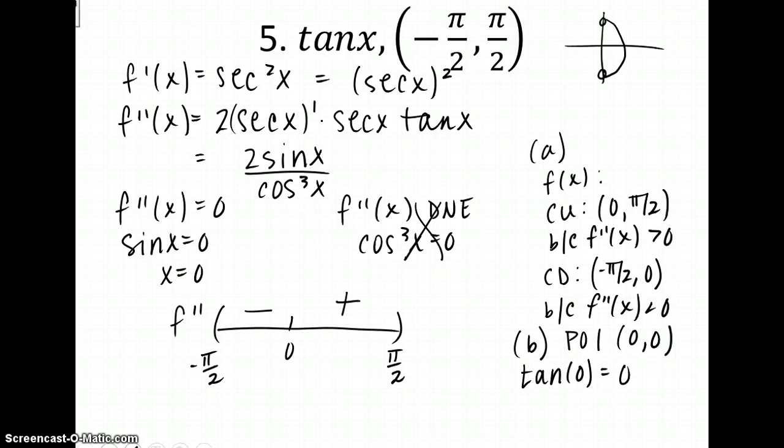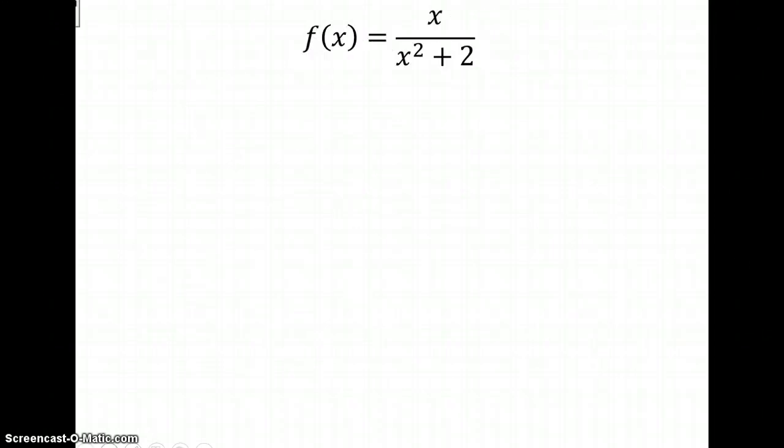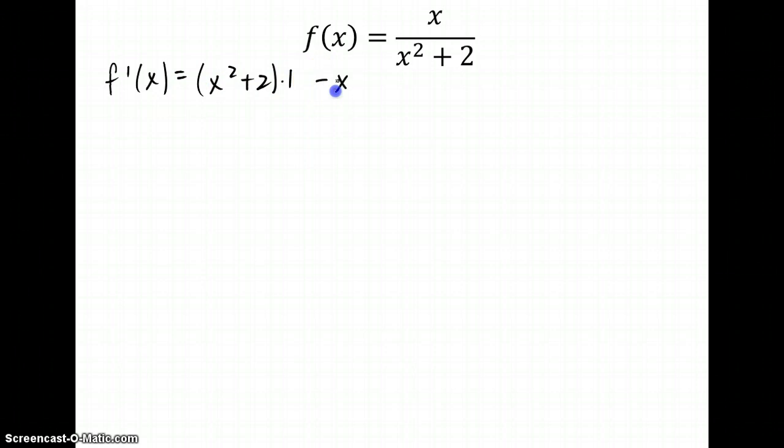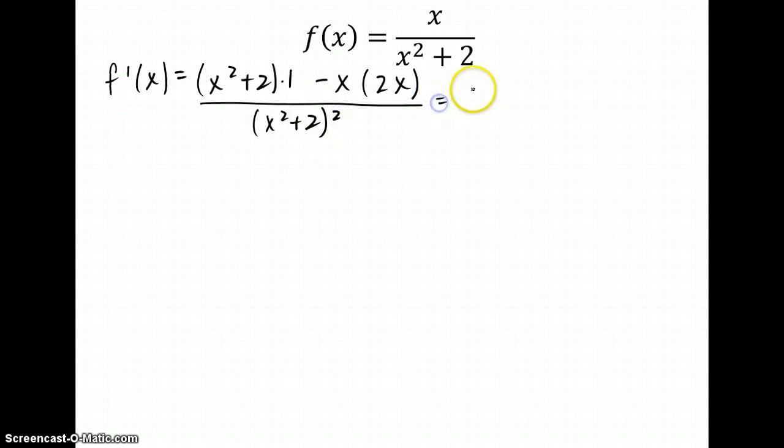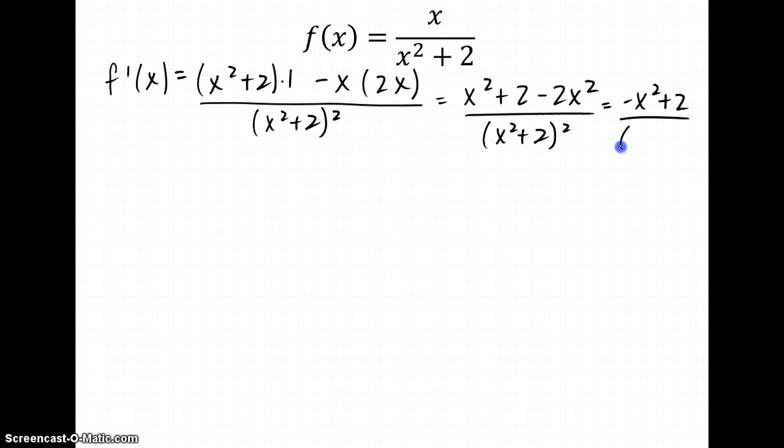Alright, let's see if we can do one more. So you do need quotient rule here. First derivative: bottom times the derivative of the top, minus top times the derivative of the bottom, all over bottom squared. So this becomes x squared plus 2 minus 2x squared. So negative x squared plus 2.